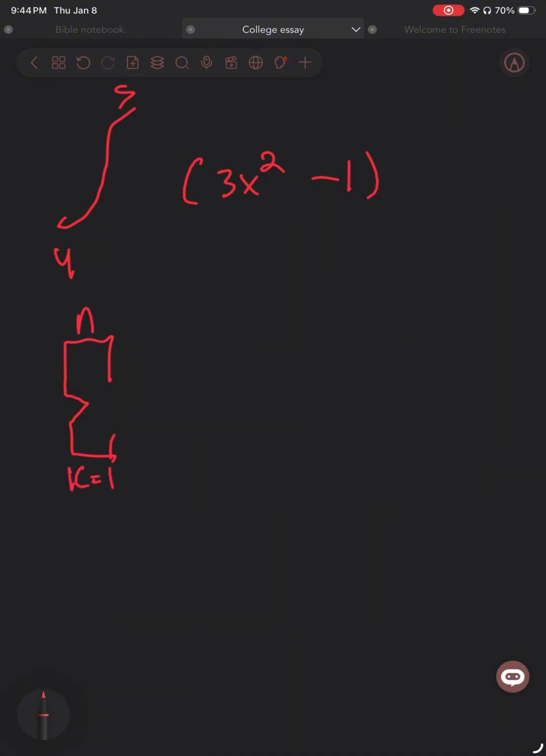The formula is, I'll break it down. You're going to have an equation that looks like this, let's say the integral from 4 to 5 of 3x squared minus 1, and it's going to ask you how can you change this into a Riemann sum? The first thing you're going to want to do is the sum from k equals 1 to n. This goes for all equations.